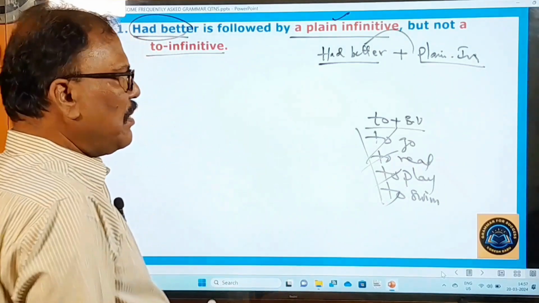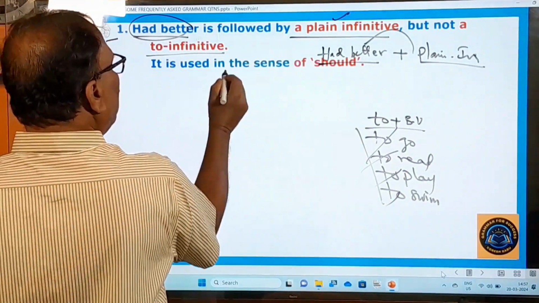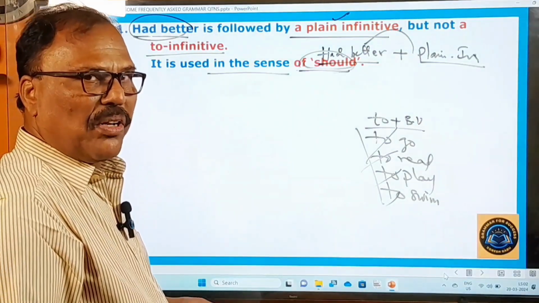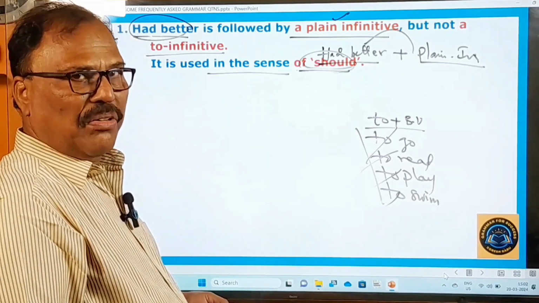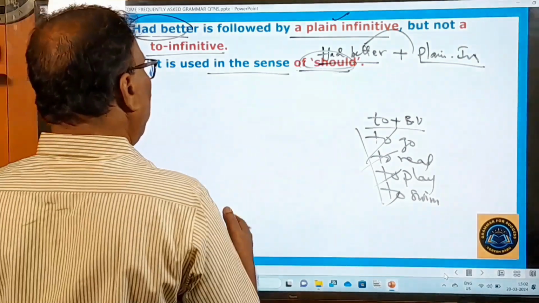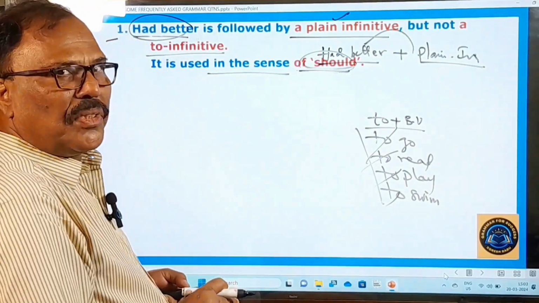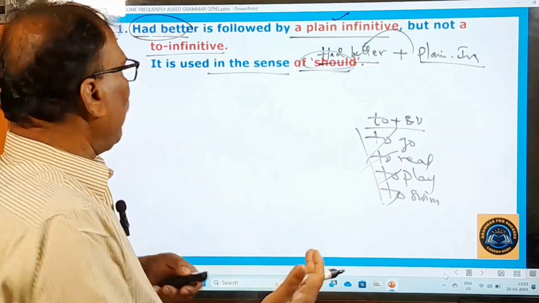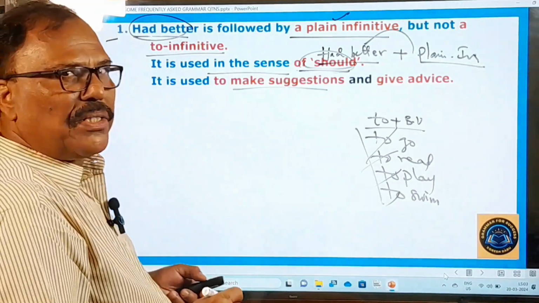Remember that. One more important point about this is it is used in the sense of should. Had better means that; it is also a modal auxiliary. Should is used to indicate obligation or duty, but it is less strong than must. That means must is stronger than should. Should is less strong and must is stronger. And next thing is that it is used to make suggestions.